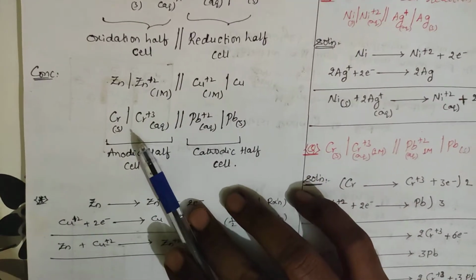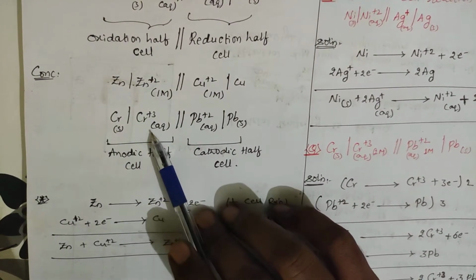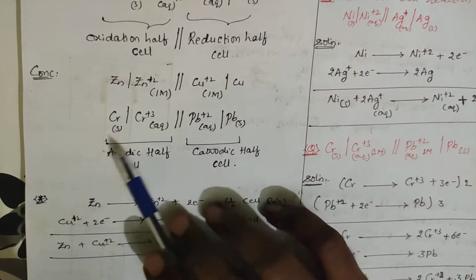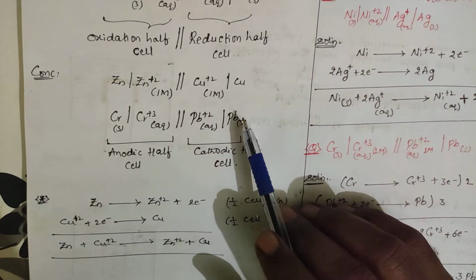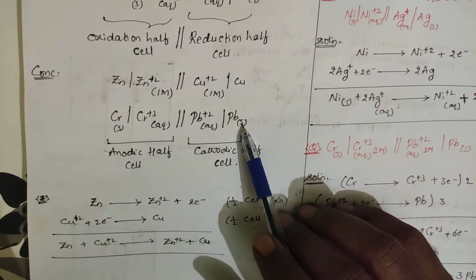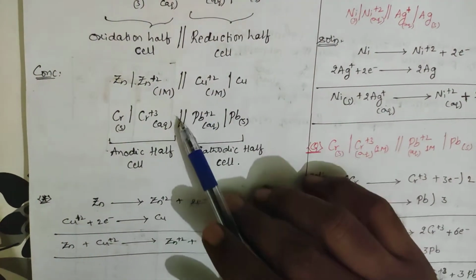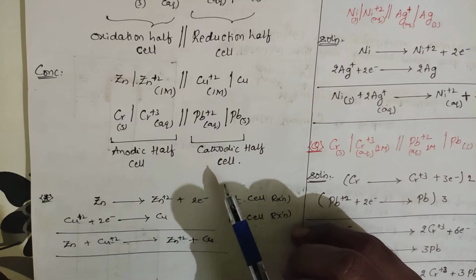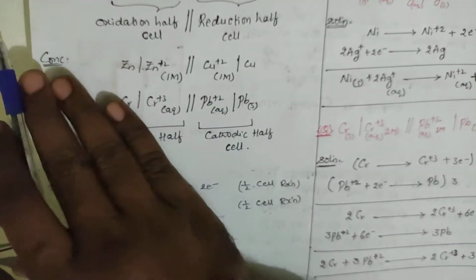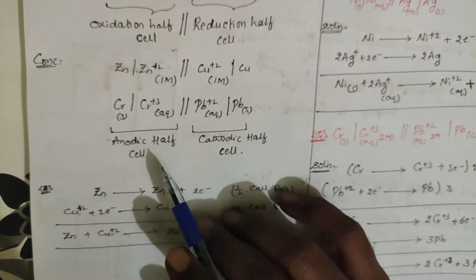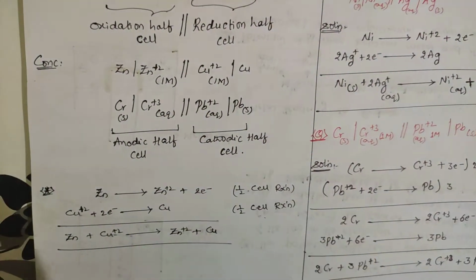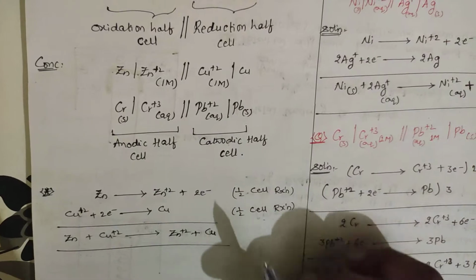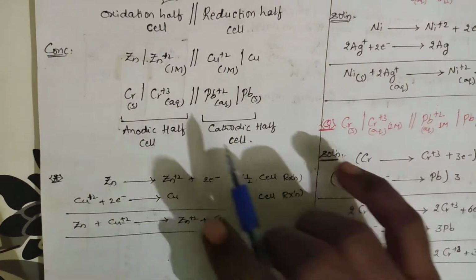The next condition is chromium. Chromium solid has been converted to chromium plus 3 in aqueous condition. Lead plus 2 in aqueous condition is converted with a lead electrode. Double slash indicates what? The salt bridge. Whatever is on the left side is called the anodic half cell or oxidation half cell. Whatever is present on the right side is called the reduction half cell or cathodic half cell.